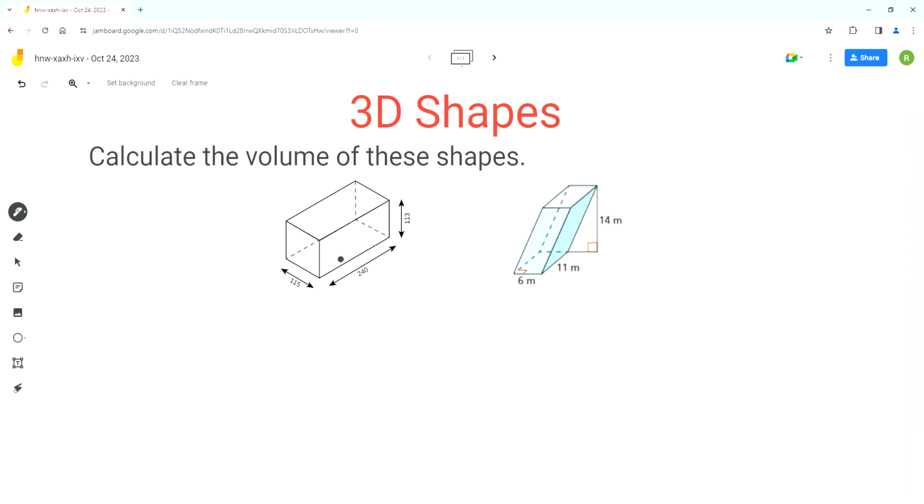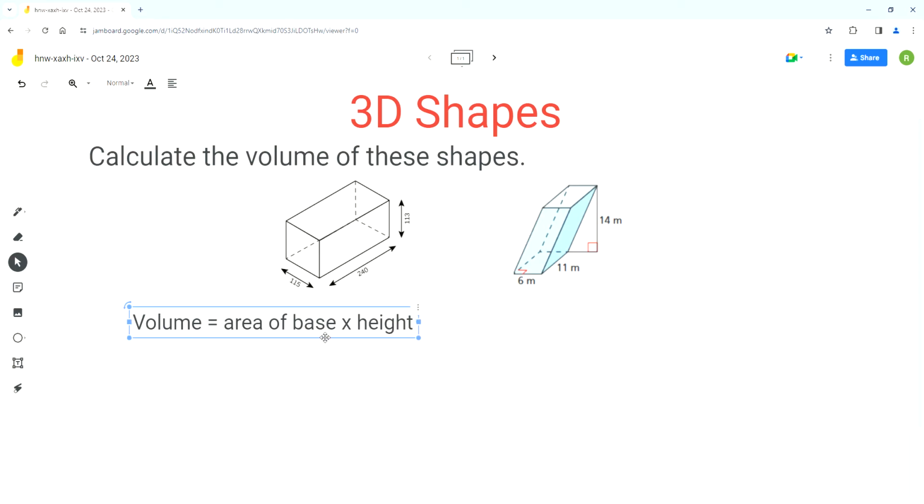So let's start with the one on the left side. Now as you can see, this shape is a rectangular prism. Now the general formula for calculating the volume of a 3D shape is volume equals area of base times height.